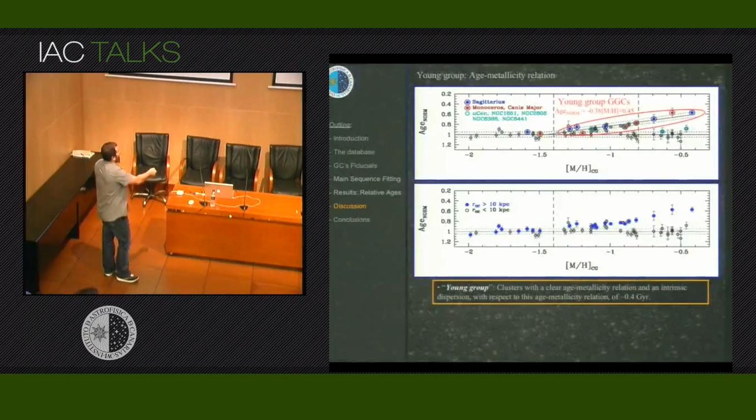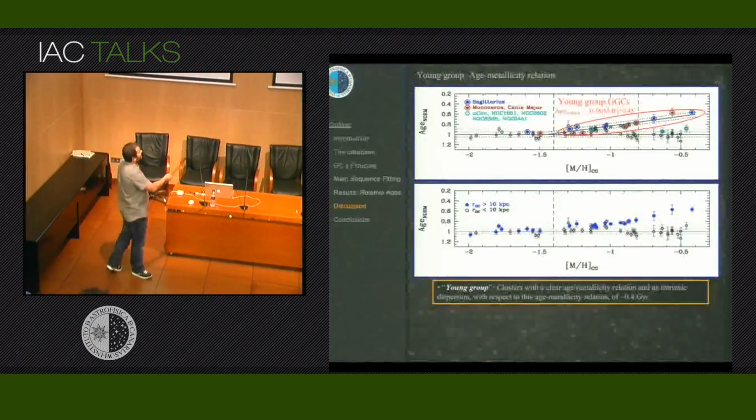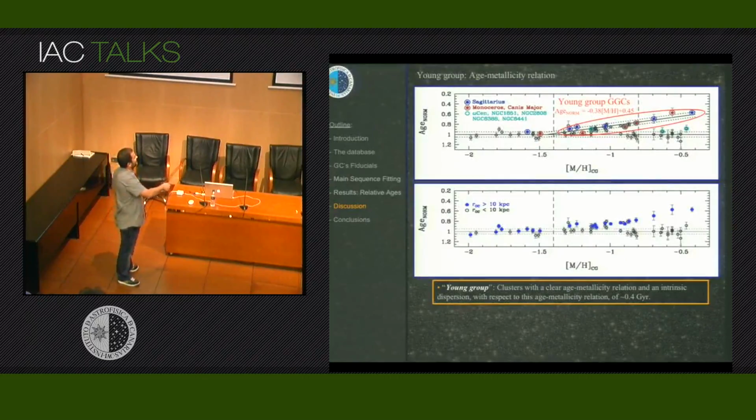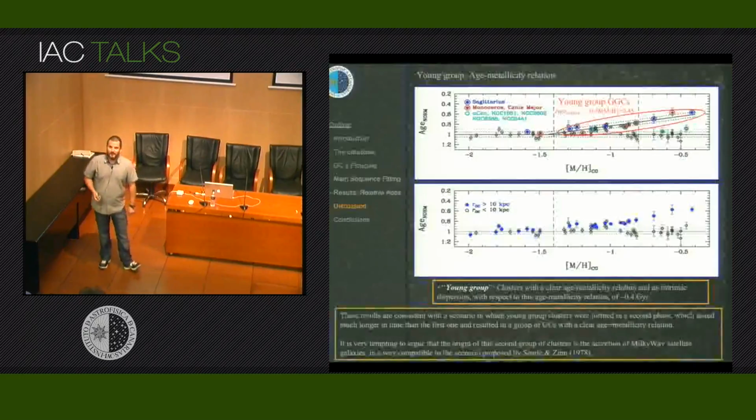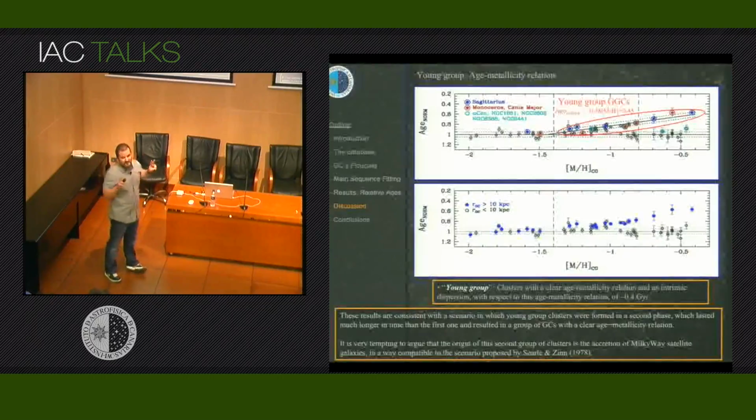So, conclusion: there is a young group of clusters with a clear age-metallicity relation that is being shown here, and the intrinsic dispersion of age with respect to this age-metallicity relation is again around 0.4 gigayears. According to all that, those results are consistent with a scenario in which those young globular clusters formed in a second phase, lasting much longer and resulting in a clear age-metallicity relation. It's very tempting to connect this formation scenario with accretion of Milky Way satellites.